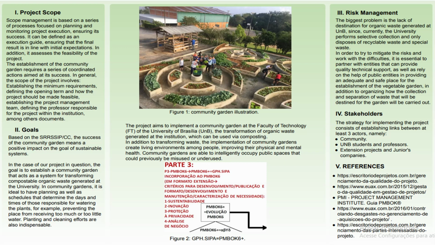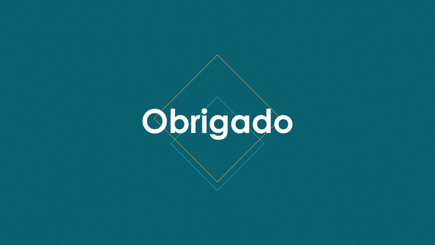So the main stakeholders of our project we think about are the community, the UNB students and professors, extension projects of the faculty, and junior companies. We think that with all these stakeholders and the students, we can definitely reach a viable project, and that will bring a lot of benefits to the community. So basically this is the project that we structured, and thank you very much.